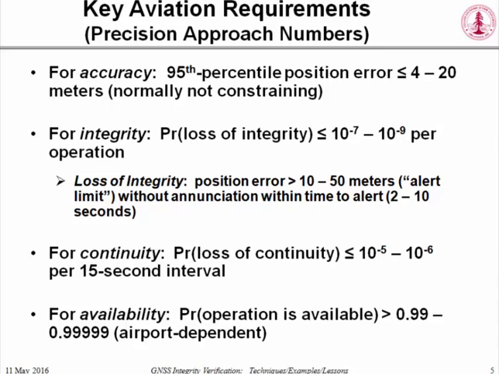At the same time, we have an allowed probability of loss of continuity, and that's defined per 15 seconds. This probability is somewhat higher because this is not as threatening to safety. The probability that the operation is available depends on the airport and depends on the phase of flight. So for smaller airports, 2 nines is satisfactory. For Chicago O'Hare, because of how busy they are, they probably need an availability of 4 to 5 nines, and that's challenging to meet. They meet that today with several levels of redundancy of the existing instrument landing system.